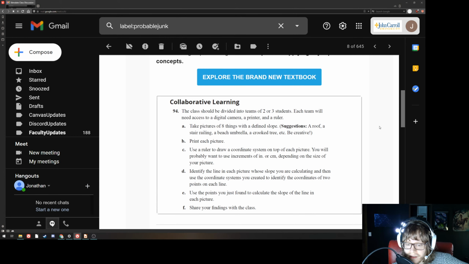Now this I like, that they give me an example. Collaborative learning. The class should be divided into teams of 2 or 3 students. Each team will need access to a digital camera, a printer, and a ruler. So apparently this textbook was designed for use in 2007 when people had printers and rulers. But otherwise, I like that they have this snippet. If this is them putting their best foot forward, I'm really not interested in their product. But I like that they provided this snippet.